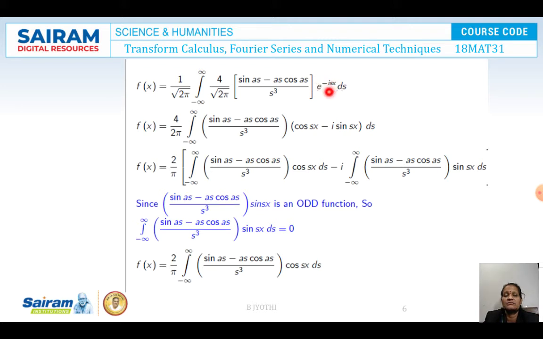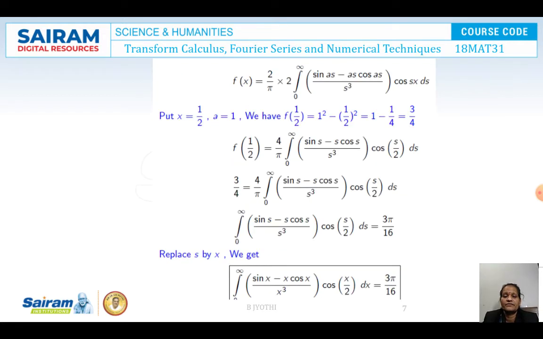Let us simplify this one. We will expand e power minus isx as cos sx minus I sin sx, and separate the terms: multiply cos sx with this one, minus I times sin sx with the term. So, we will be getting two terms, and out of the two, the sin term will become 0 because it is an odd function. Only the cos term needs to be considered.